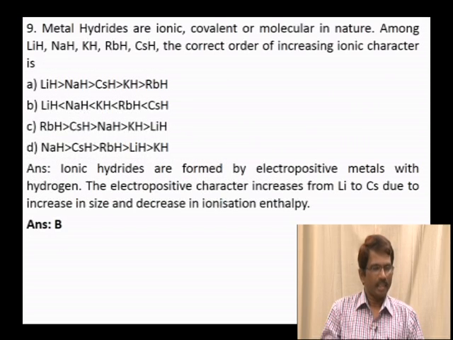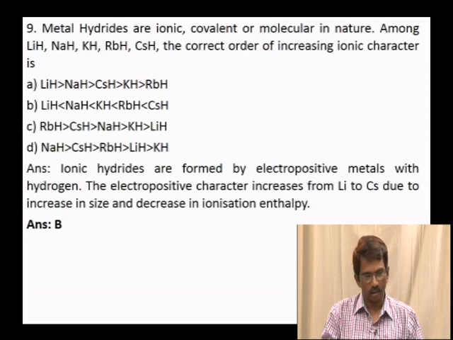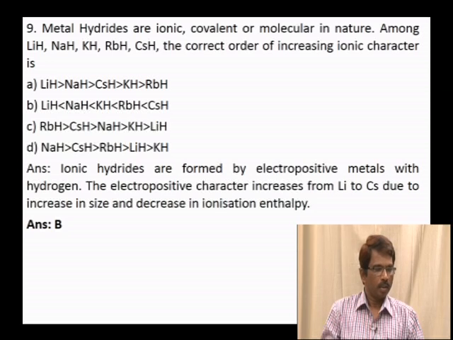Coming to question number 9, metal hydrides are ionic, covalent and molecular in nature. Among lithium hydride, sodium hydride, potassium hydride, rubidium hydride and cesium hydride, what is the correct order of increasing ionic character? The options are given as A, B, C, D. The ionic hydrides are normally formed by the electropositive metals with hydrogen, and the electropositive character, as you know, increases from lithium to cesium due to increase in size.